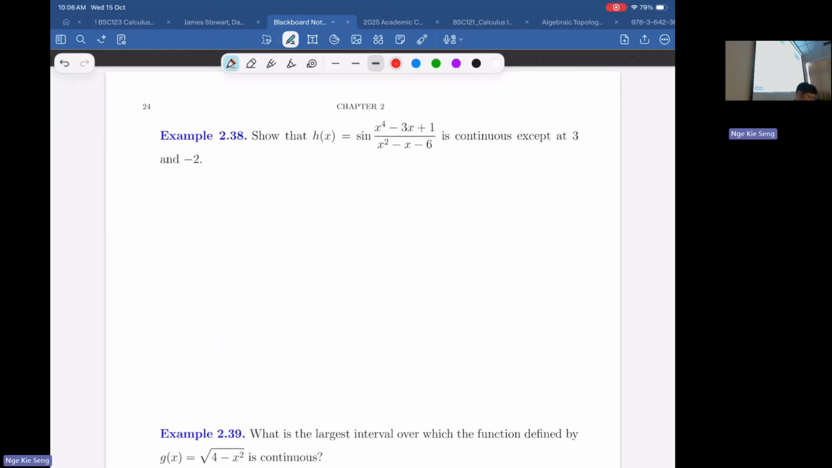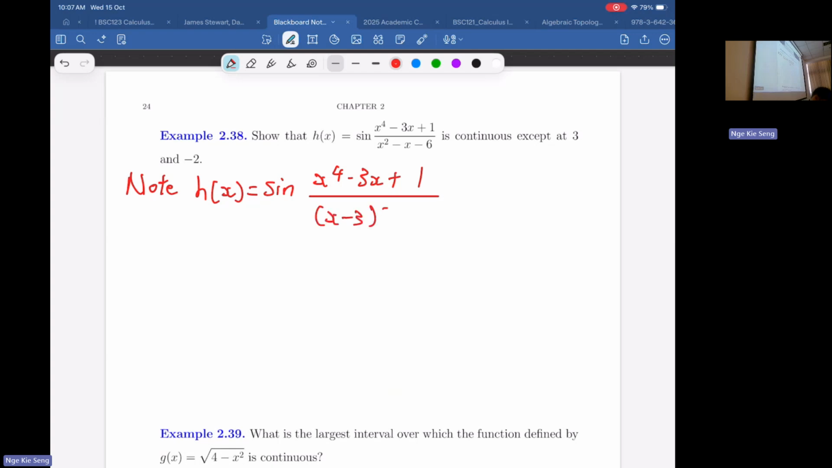Show that h(x) is continuous except at 3 and minus 2. Did you realize what happened at 3 and minus 2 here? Zero. So what thing becomes zero? The denominator inside the sine becomes zero. So if you rewrite this, that's right. This is a very important skill in this class, which is factorization. This technique you must master. If you factorize the denominator, you can quickly see that you have an x minus 3 factor and an x plus 2 factor.